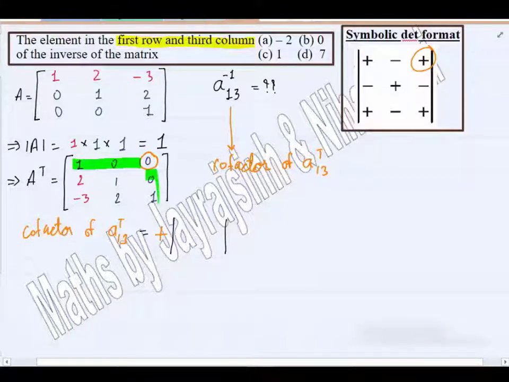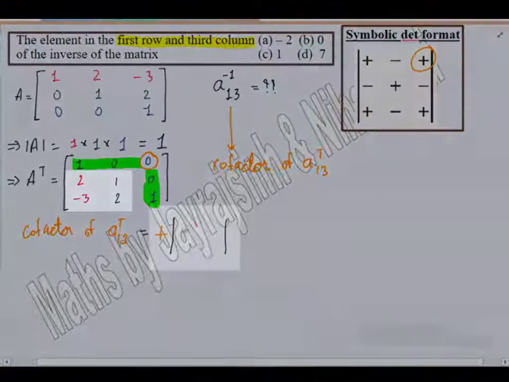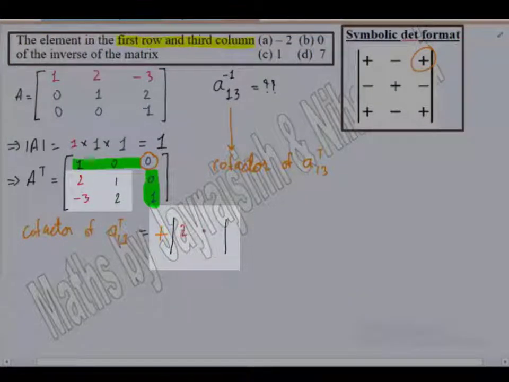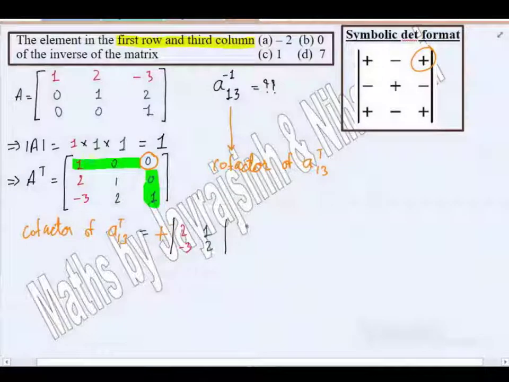We can say first row, and its column, which is third column. So here we'll get 2, 1 and minus 3, 2. Now just cross multiply. 2 2s are 4, minus 3 1s are minus 3. Okay, plus 7. Now it's time for the third step.